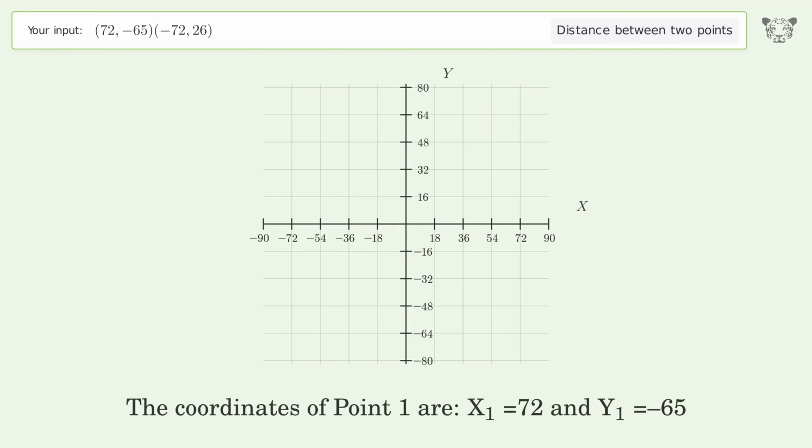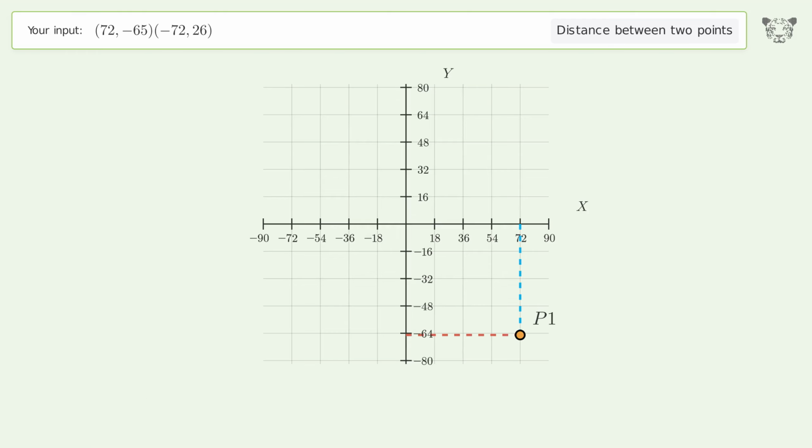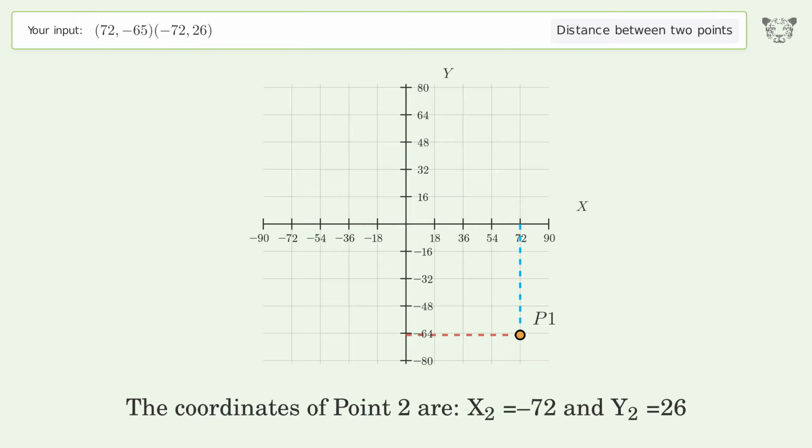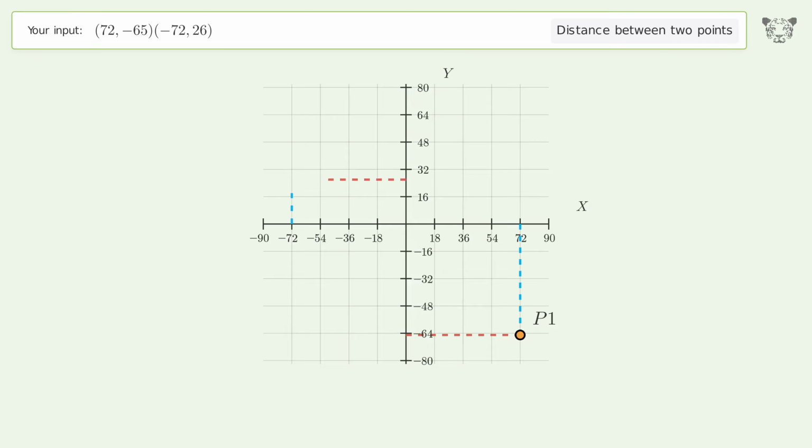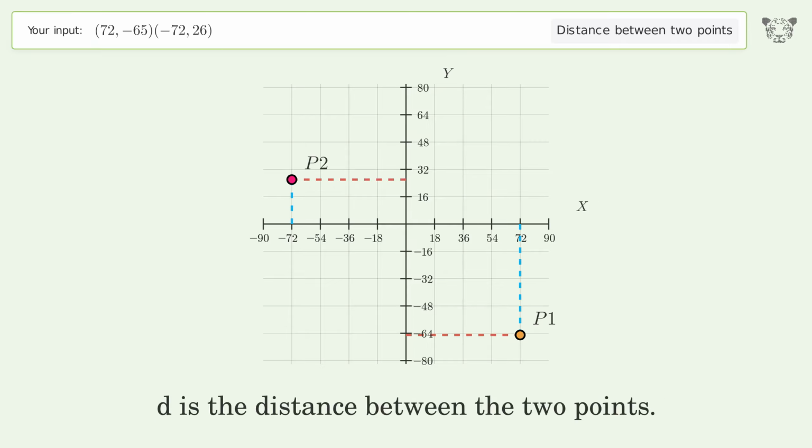The coordinates of point 1 are x1 equals 72 and y1 equals negative 65. The coordinates of point 2 are x2 equals negative 72 and y2 equals 26. D is the distance between the 2 points.